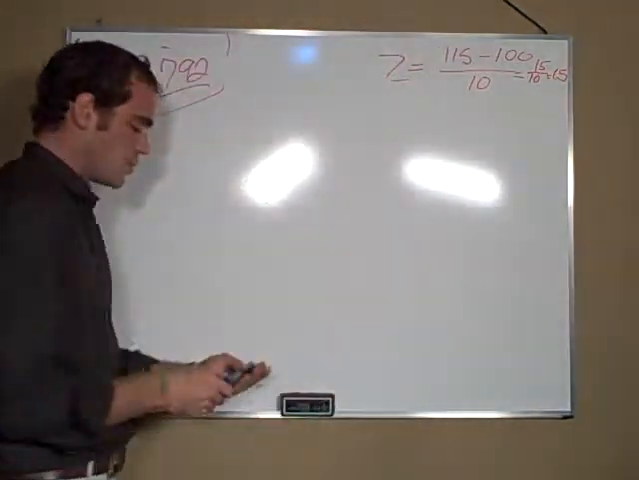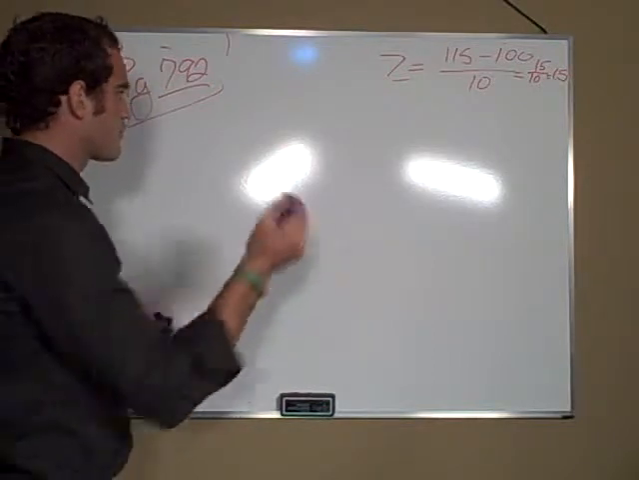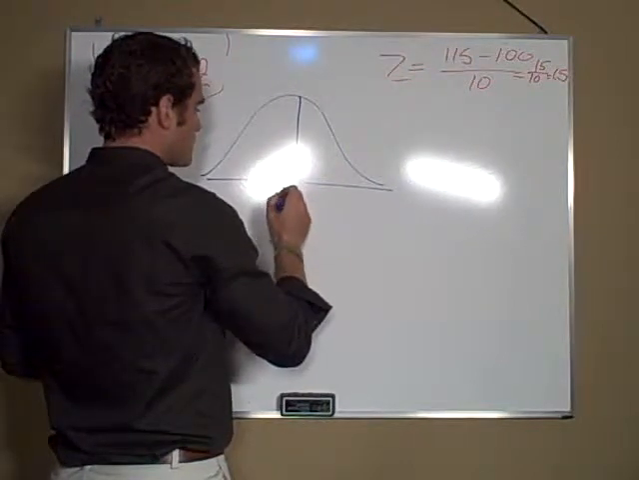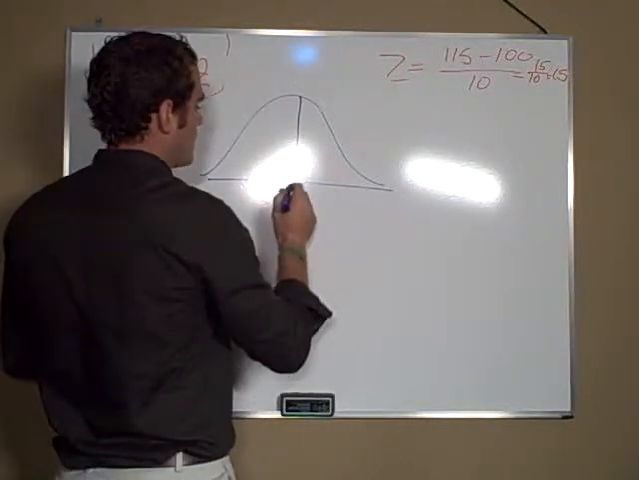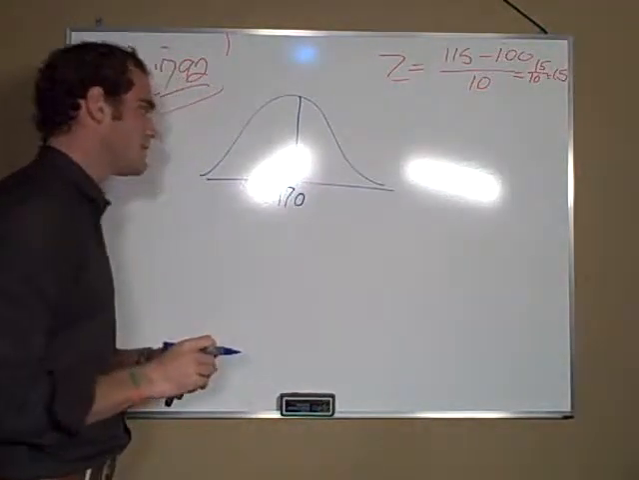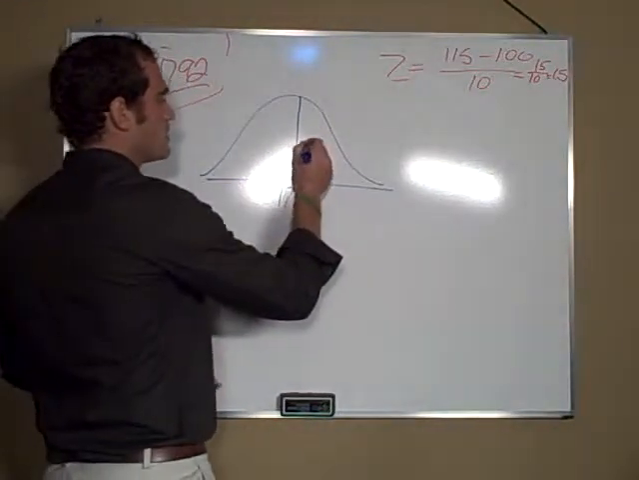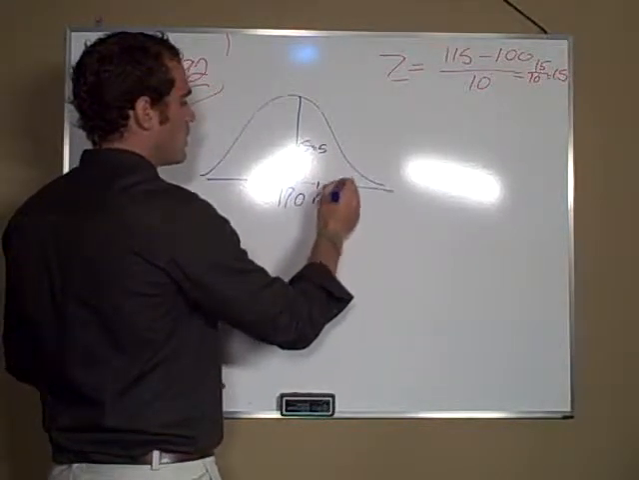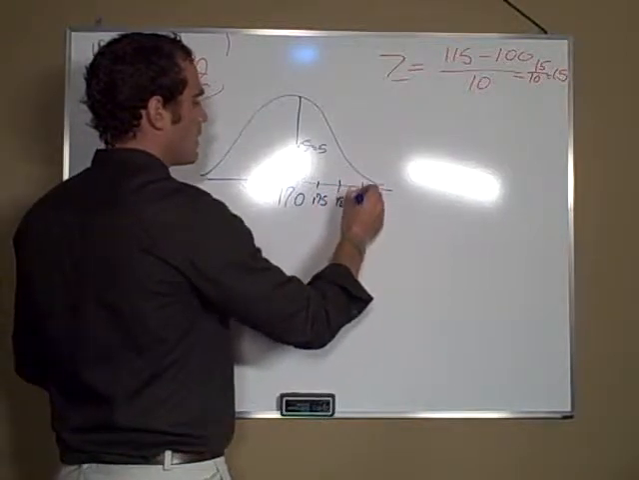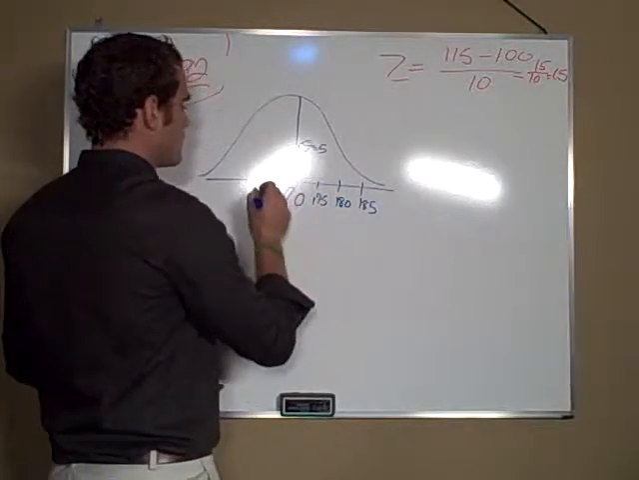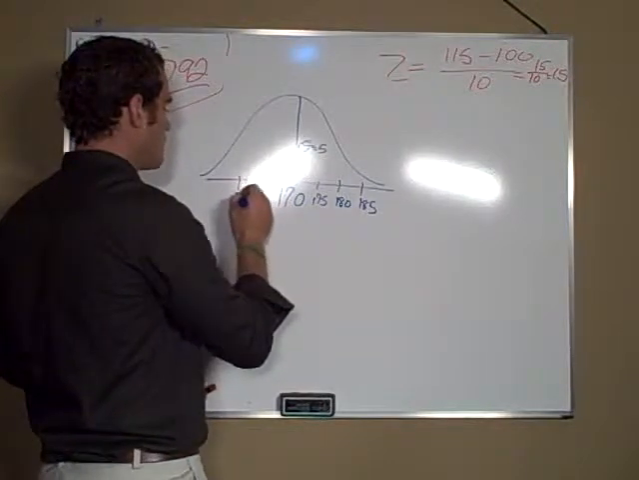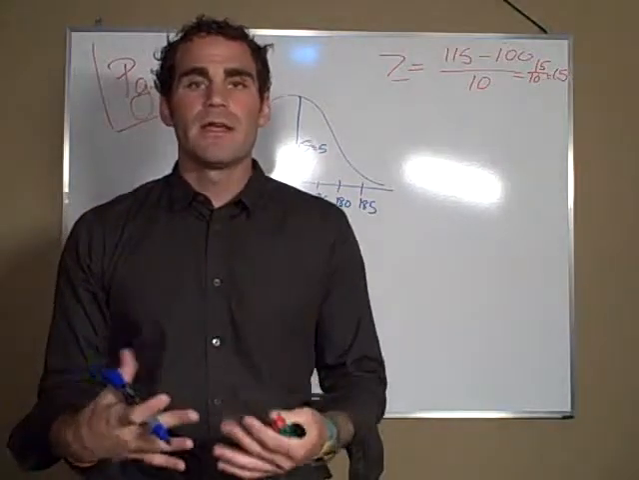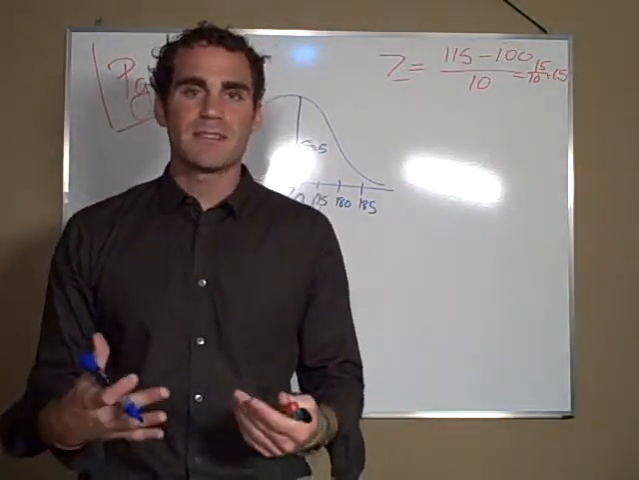We'll have another normal curve, and we're looking at the height of people. Men have an average of 170 centimeters with a standard deviation of 5. And you see 175, 180, 185, 165, 160, 155. And I want to know the percent of men that are taller than 160 centimeters.